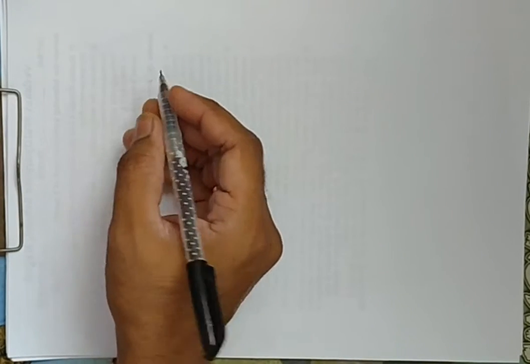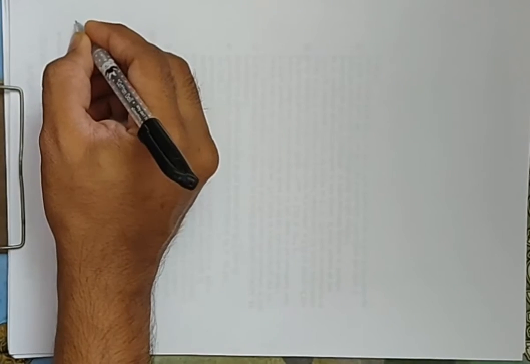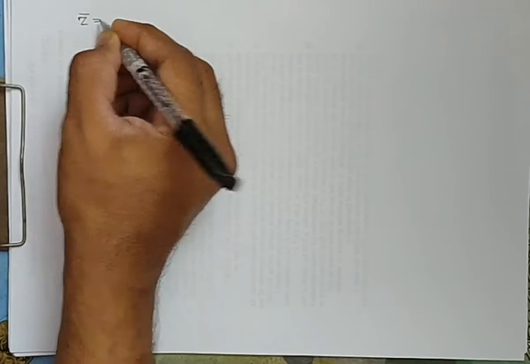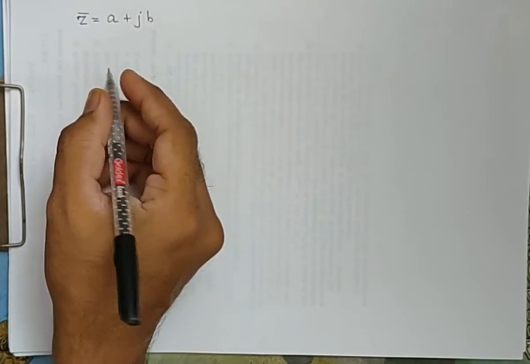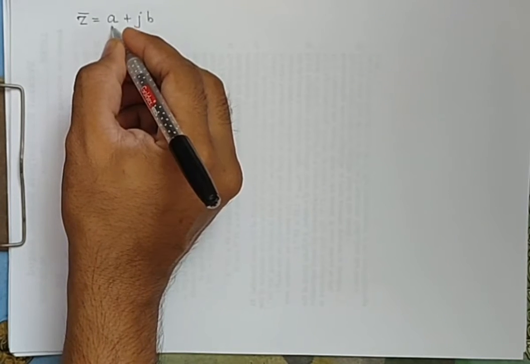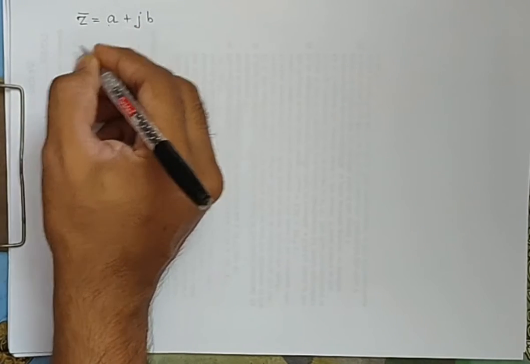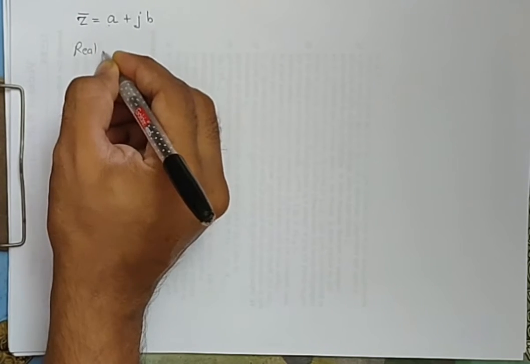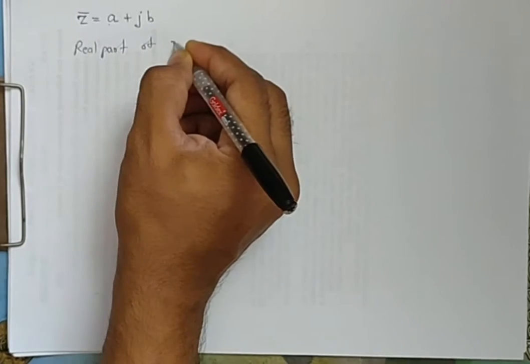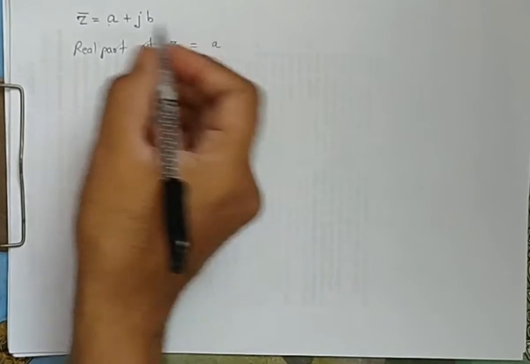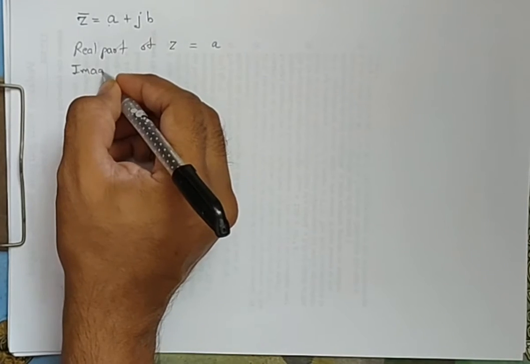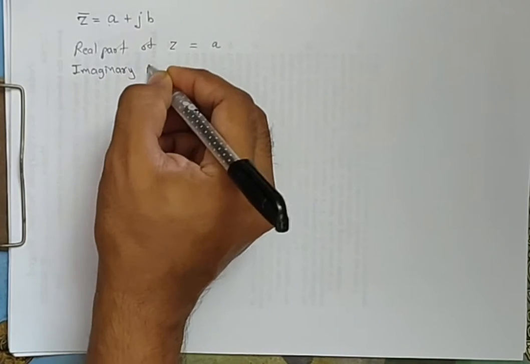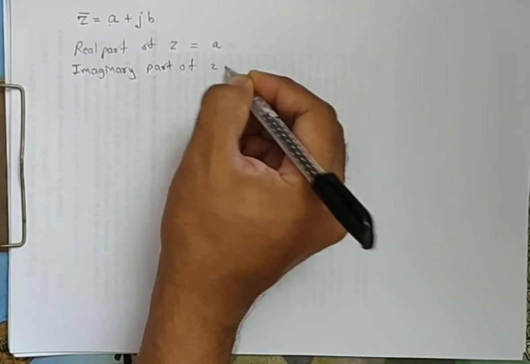To understand this chapter, we must know some basics of complex numbers. A complex number is represented in the form a plus jb. The term without the j or i is called the real part of this number. Real part of z is equal to a, and the second one, with j, is called the imaginary part of z, which is equal to b.